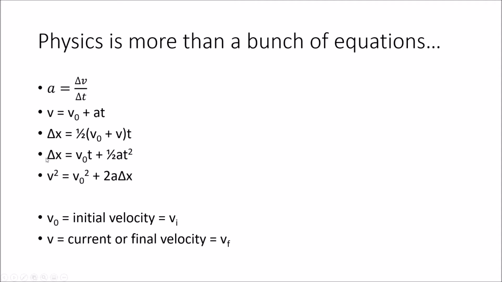This fourth equation we just figured out on our own using calculus. We figured out why that works. This last one you can also figure out using some calculus and some algebra. So if you want to do that, you can. But our final velocity squared is equal to our initial velocity squared plus 2 times our acceleration times our change in position. It's actually some fun algebra to get there.